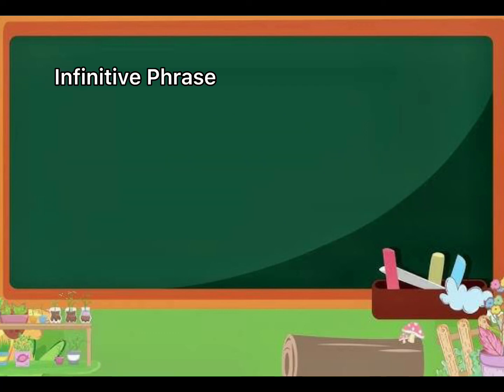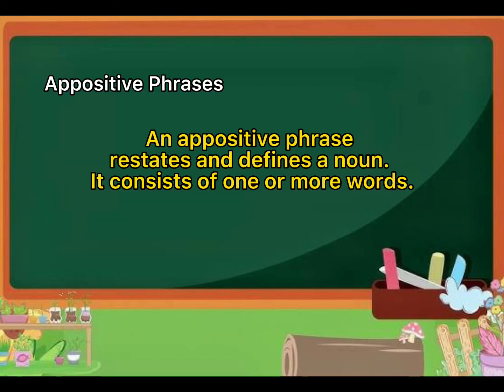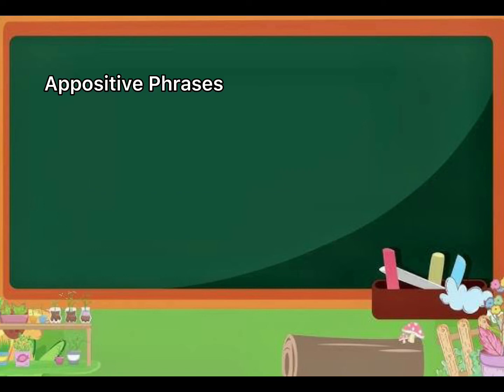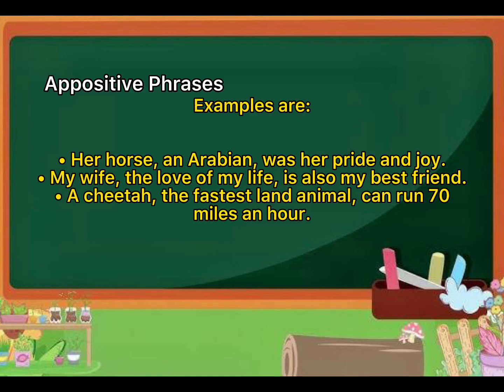Next is appositive phrases. An appositive phrase restates and defines a noun. It consists of one or more words. Examples: First, her horse, an Arabian, was her pride and joy. Second, my wife, the love of my life, is also my best friend. Third, a cheetah, the fastest land animal, can run 70 miles an hour.